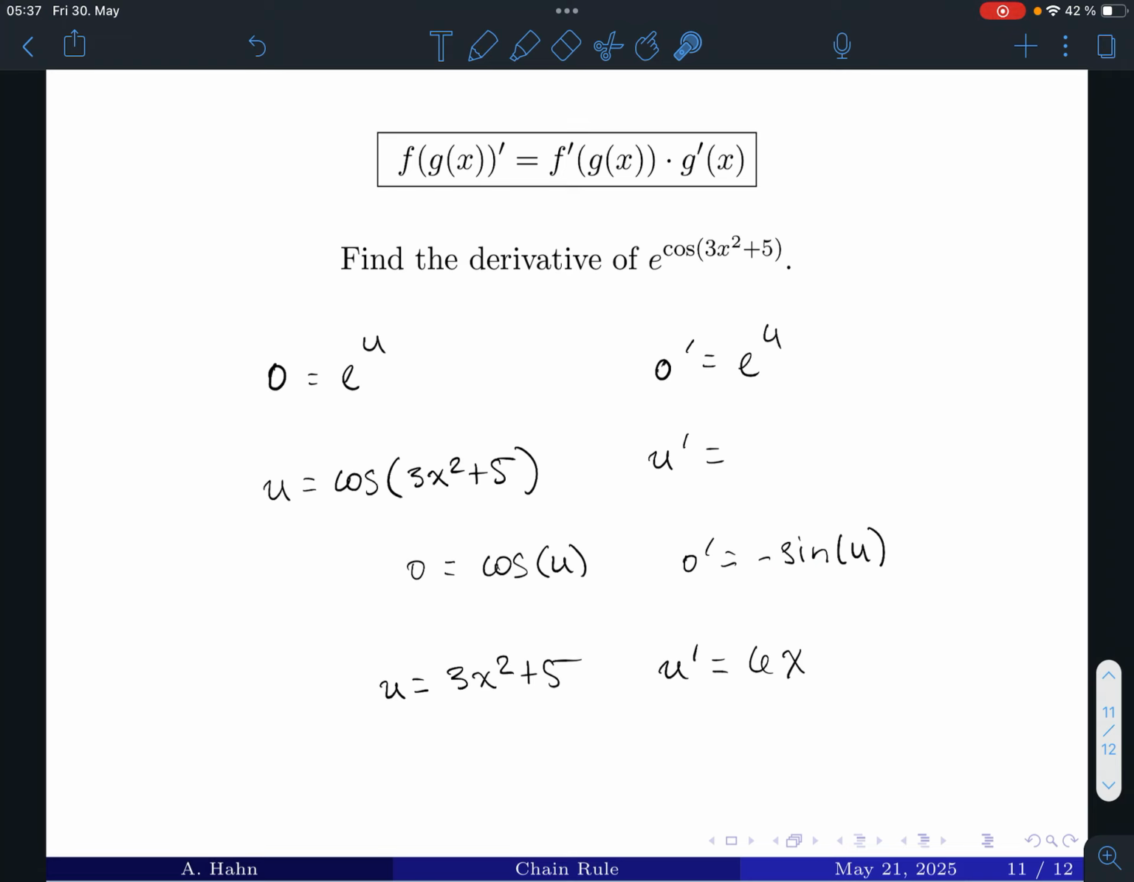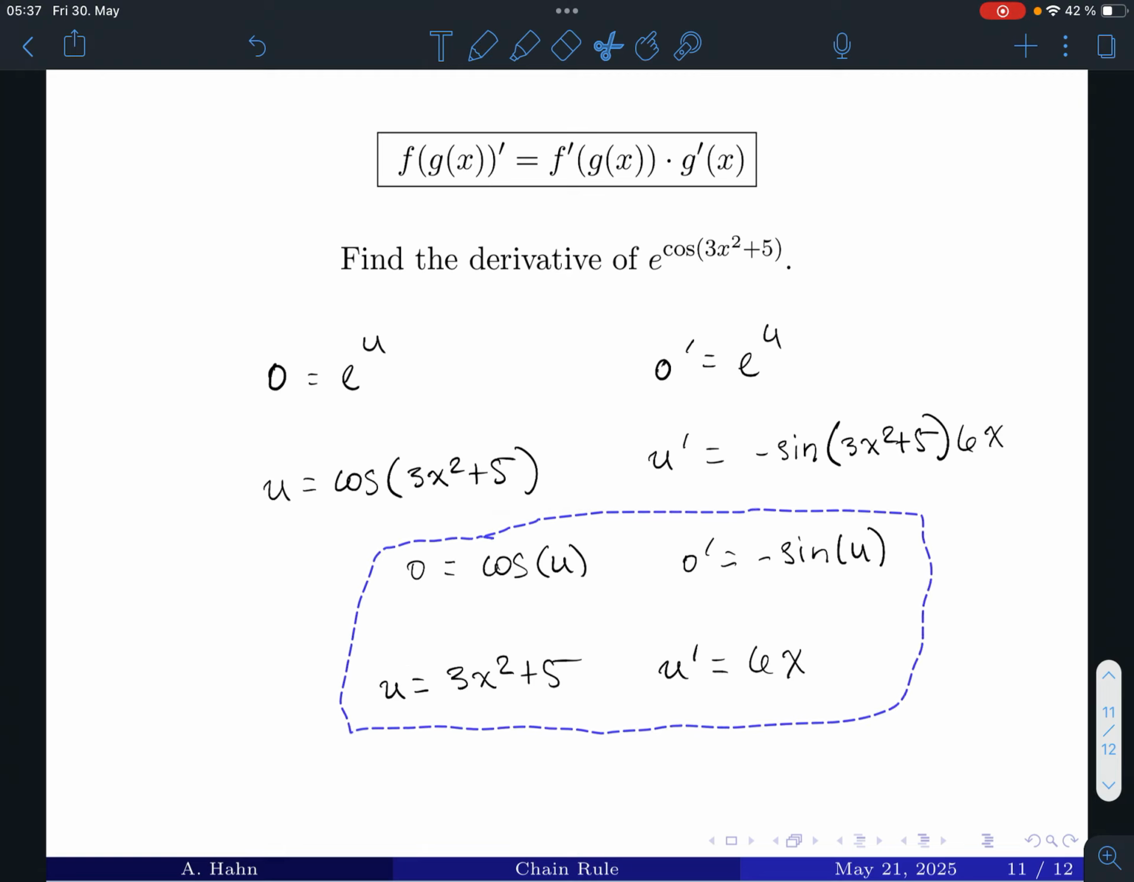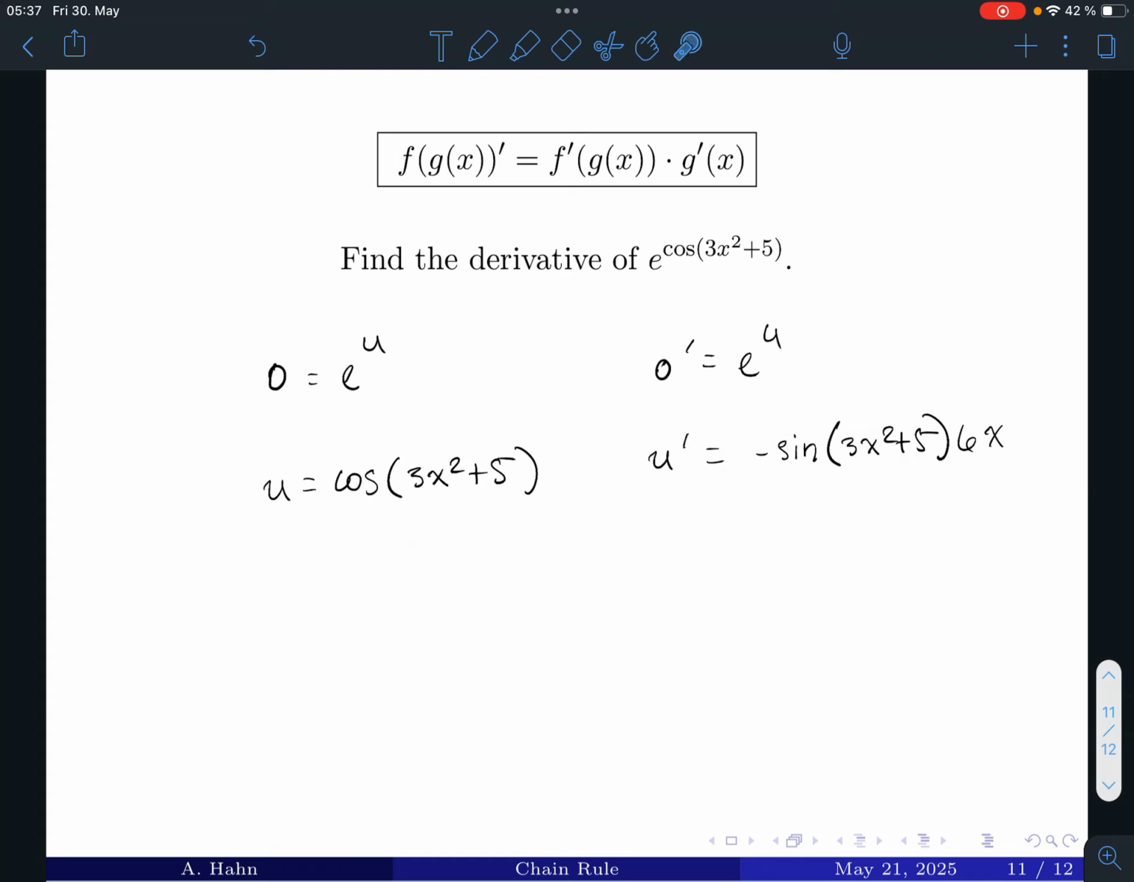And now the derivative of this, we apply the chain rule. So it's the derivative of my outside evaluated at the inside. So this is going to be negative sine of my inside, 3x squared plus 5, times the derivative of my inside, times 6x. Okay, so all of this was a sub problem to get the derivative of my inside for the bigger problem. And so let's erase this because it was just scratch work.